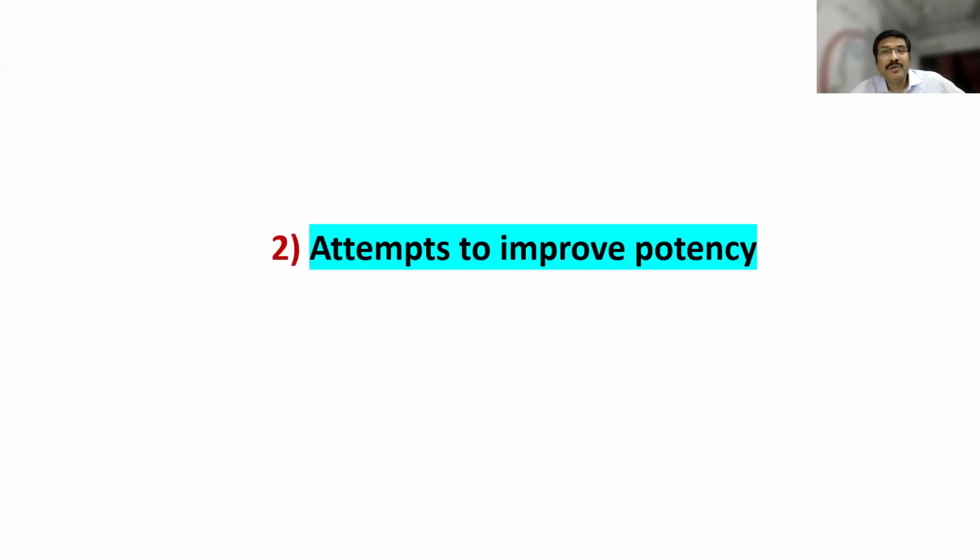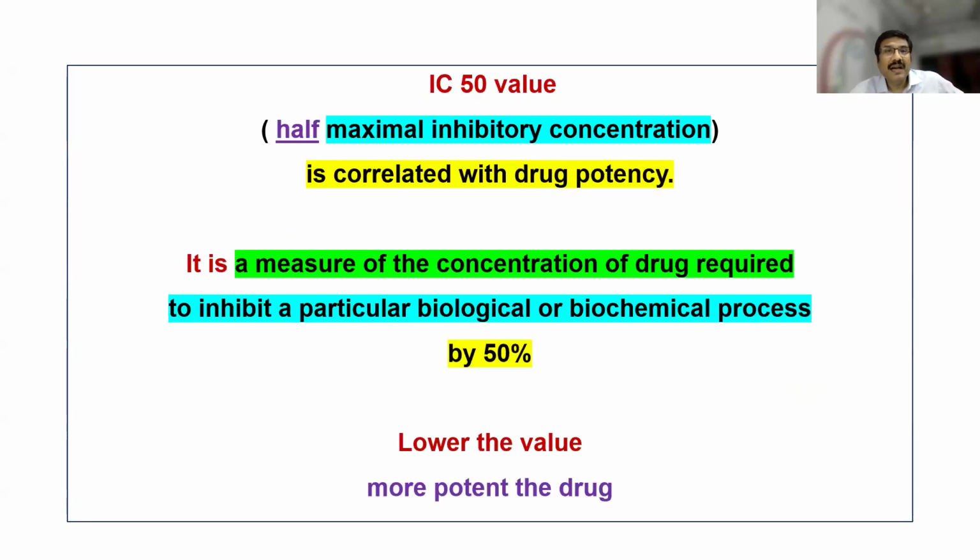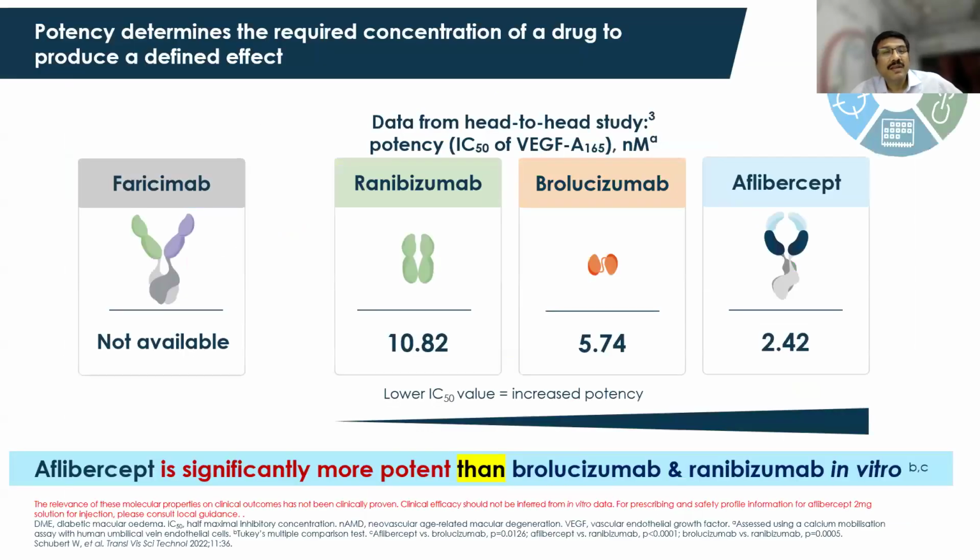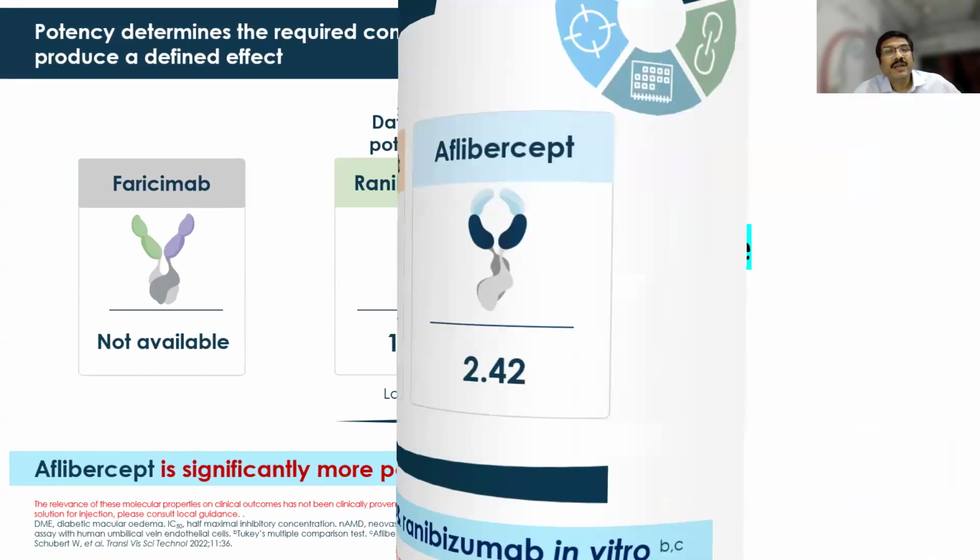Now, the second point attempts to improve the potency. IC50 value, which is basically the half maximal inhibitory concentration, is correlated with drug potency. It is a measure of the concentration of drug required to inhibit a particular biological or biochemical process by 50%. Lower the value, more potent the drug. You can see from the above description that aflibercept is significantly more potent than brolucizumab and ranibizumab in vitro.